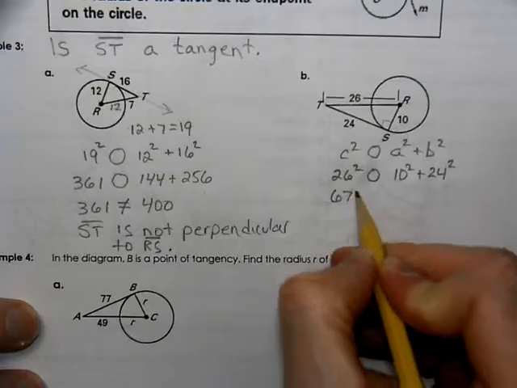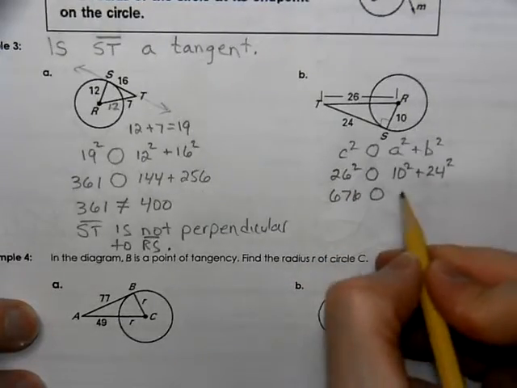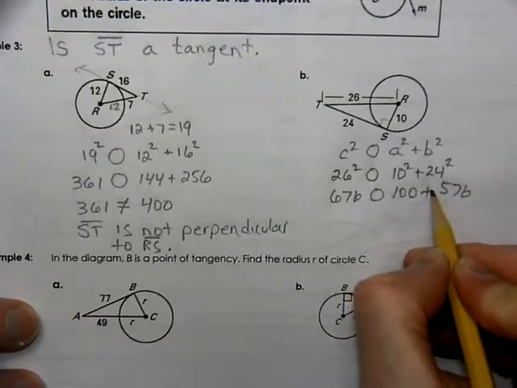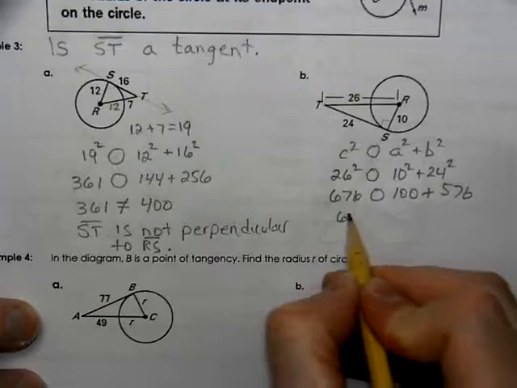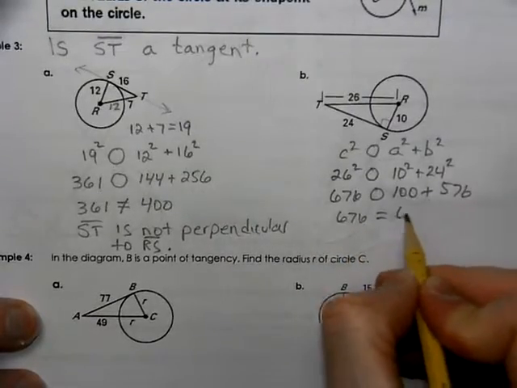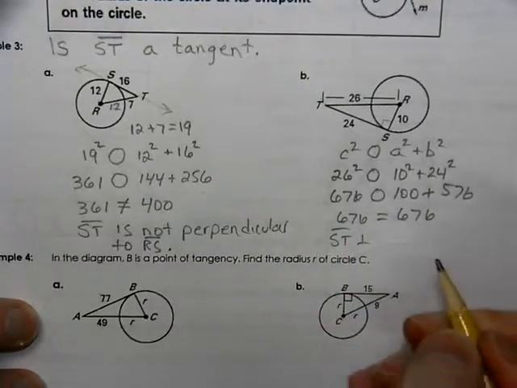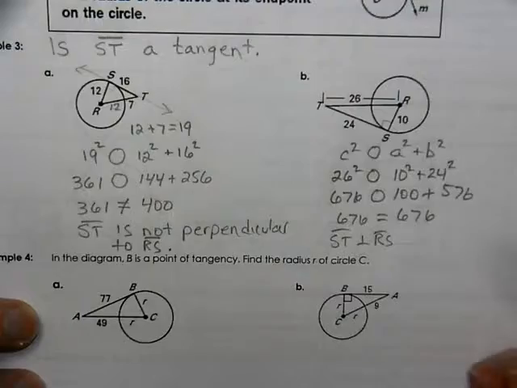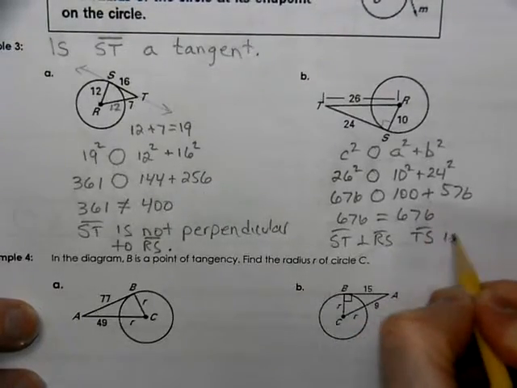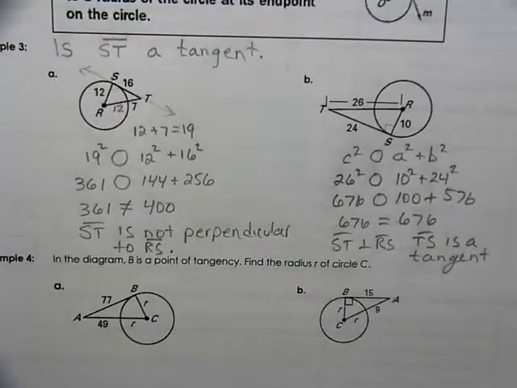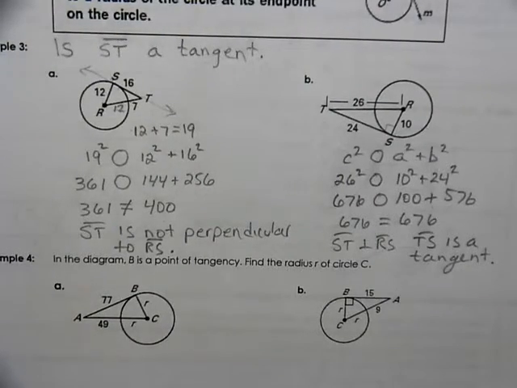26 squared is 676. 100 is 10 squared. 576. And as you would suspect, 676 does equal 676. So ST is perpendicular to RS. So now we know that TS is a tangent. It would be considered a tangent segment because it does not go forever in both directions.